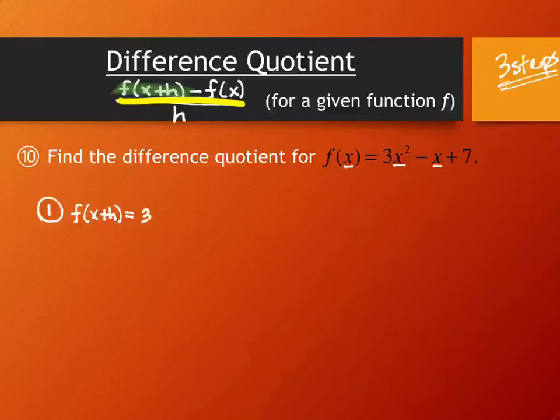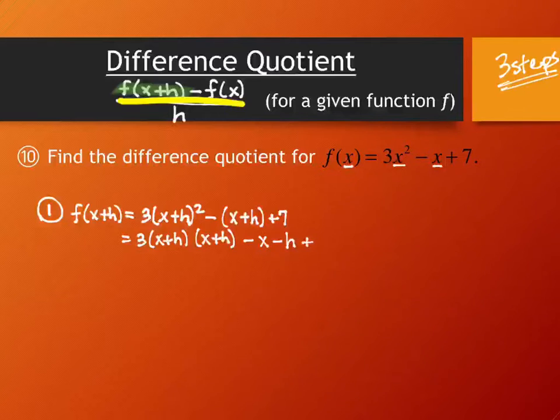So we're going to have a 3 written, and then we're going to have x plus h squared instead of just x squared. And then we're going to have the negative, and then we're going to have x plus h instead of x, and then we're going to have our positive 7. We're replacing x with x plus h. And then we're going to do some cleanup of this algebra. Now, I want you to remember that x plus h has to be FOILed out. So I have the 3 at the beginning, and then I have x plus h times x plus h. It is not x squared plus h squared. The next part I can go ahead and distribute the negative at this point. I have negative x and negative h, and my positive 7.